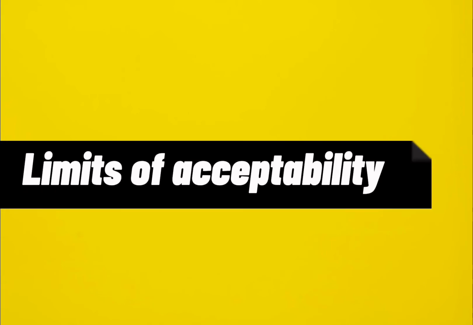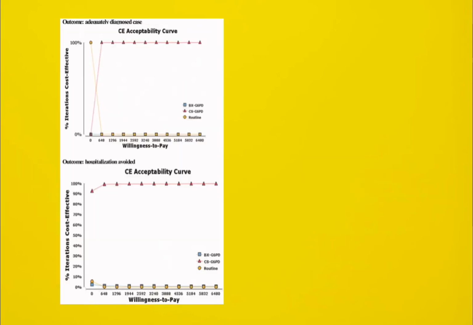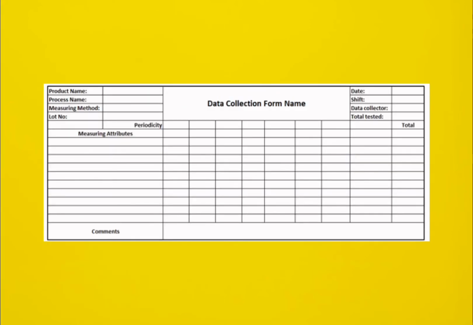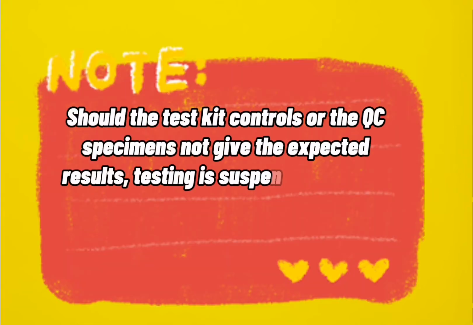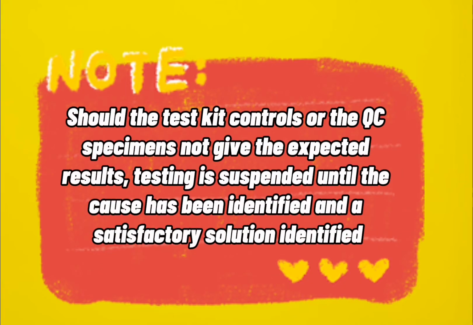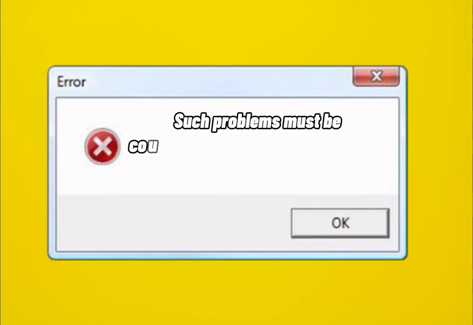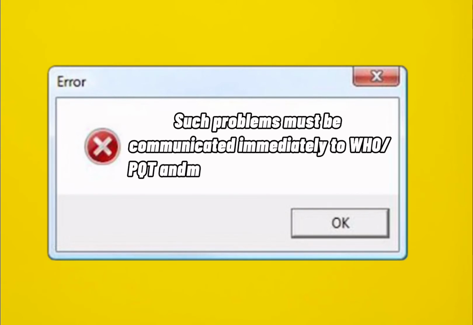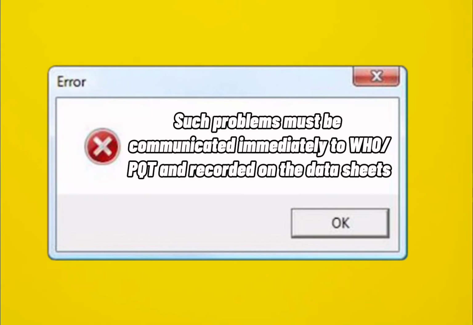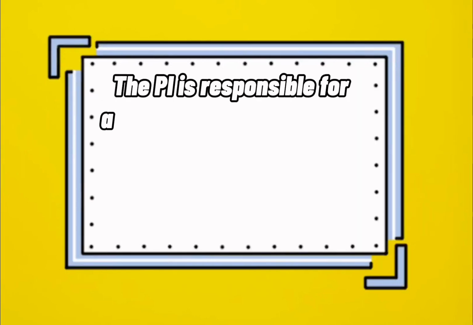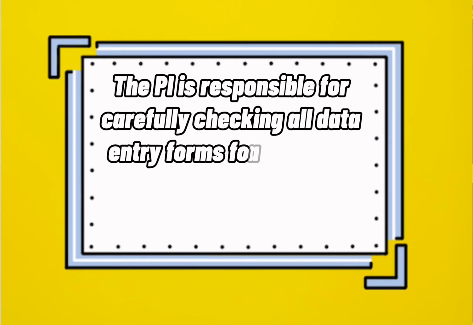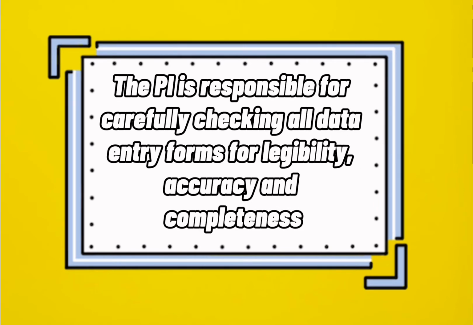Lastly, limits of acceptability. All results on test kit controls and QC specimens are entered on the data collection sheets. Should the test kit controls or the QC specimen not give the expected result, testing is suspended until the cause has been identified and a satisfactory solution found. Such problems must be communicated immediately to WHO PQT and recorded on the data sheets. The PI is responsible for carefully checking all data entry forms for legibility, accuracy, and completeness.